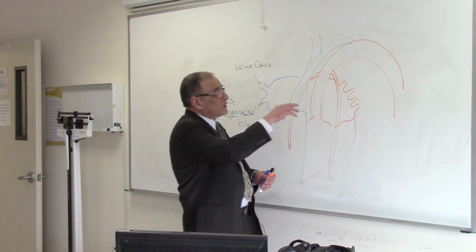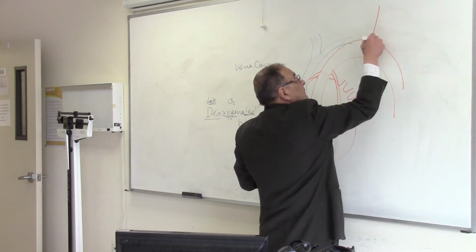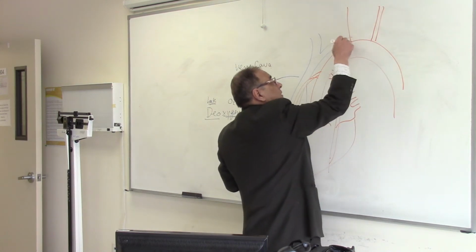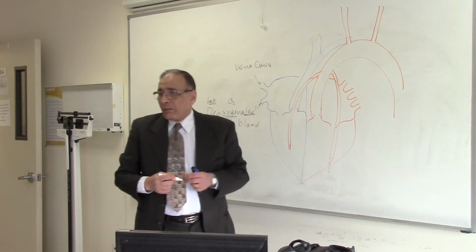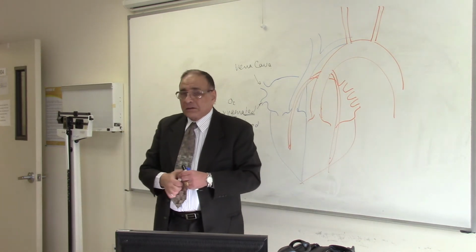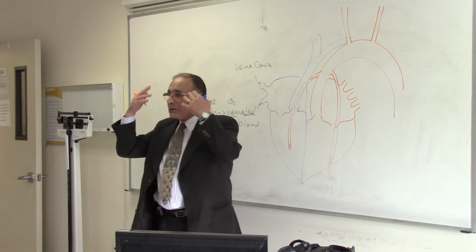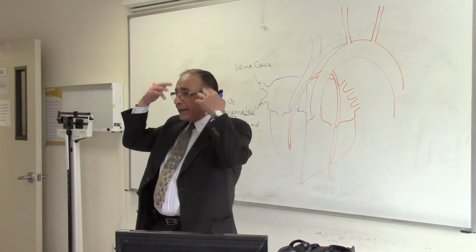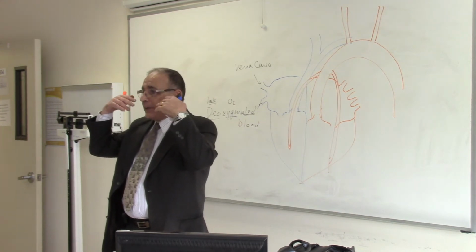And then from the arch of the aorta here, there are two big branches, the carotid arteries, right and left carotid arteries, to supply blood to your head and neck, all the structures in the head and neck, and the brain.